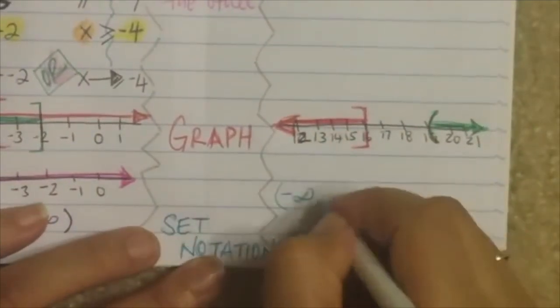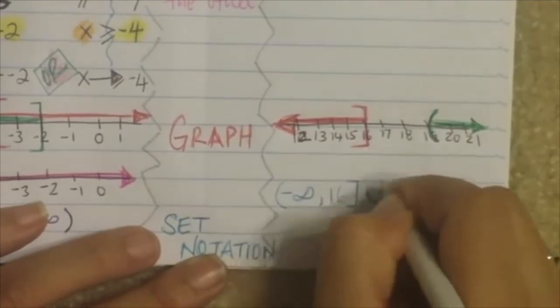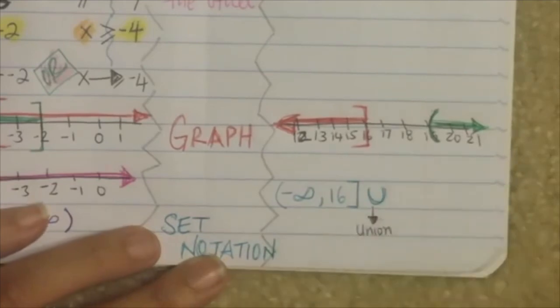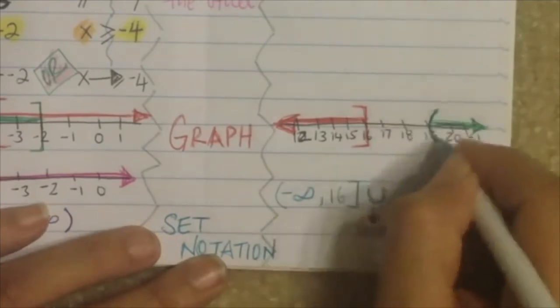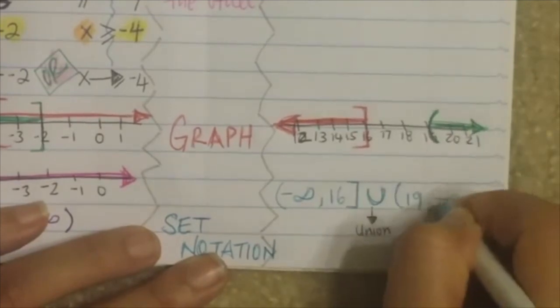So you can get from negative infinity to 16 inclusive, so close bracket, or we're going to use union to say or. You can go from 19 open parentheses all the way to infinity to get the values for x.